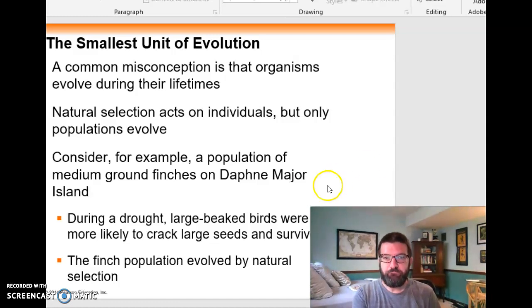generation to the next. One example of this that we talk about in your book, and it's pretty famous, is an example about Darwin's finches. So on Daphne Major Island, which is one of the islands of the Galapagos, there was a drought. And a husband-wife team of scientists named the Grants had been measuring beak size in a large-beaked bird.